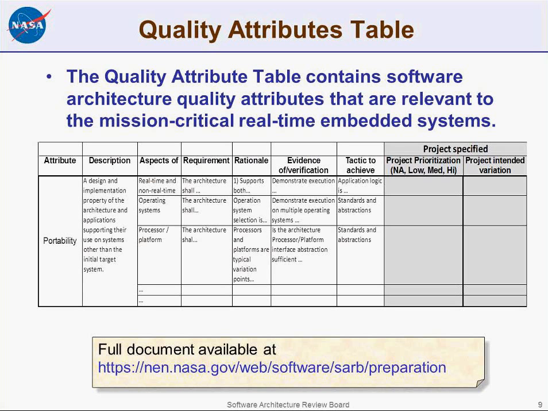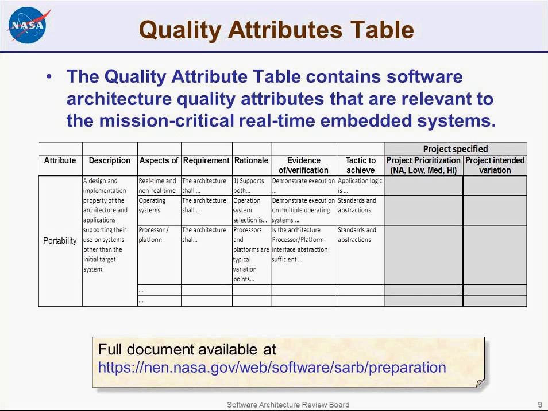And then the next column, requirements. And I shortened this just so I could get it on the slide, but we have some requirements that you could use on your project if you want, but it gives you an example of requirements that you could define for the particular aspect of the attribute. The next column is the rationale for that requirement. You should always capture the rationale behind the specific requirement. And the next column, evidence of if you're achieving that requirement, demonstrates the execution, say, of your software on two different operating systems. If you want that aspect of portability to be demonstrated, you have evidence that you achieve that.